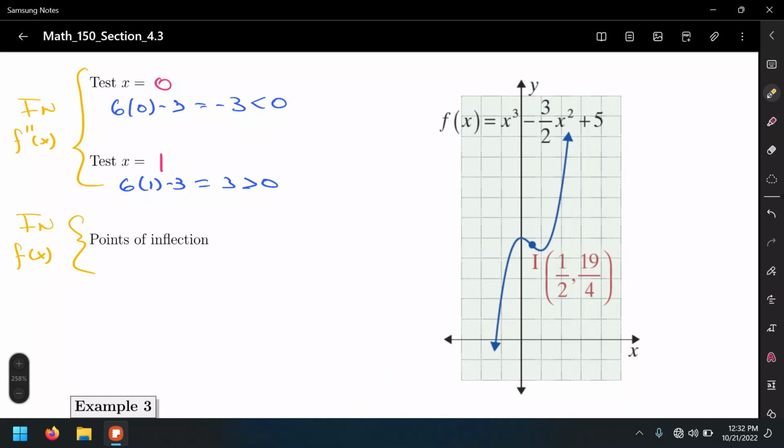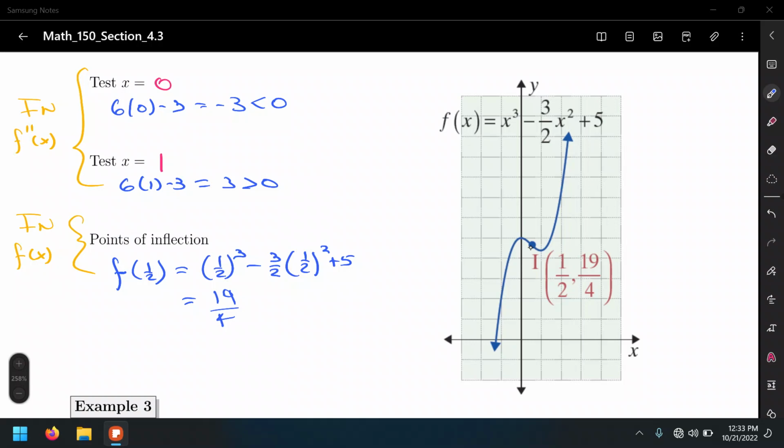So we're going to go to our original function, which is here. Evaluate f at, what was that, 1/2? Our hypercritical value, that is 1/2 cubed minus 3/2 times 1/2 squared plus 5. And after doing all these calculations, we have that the y value of this point of inflection in this case is 19/4.